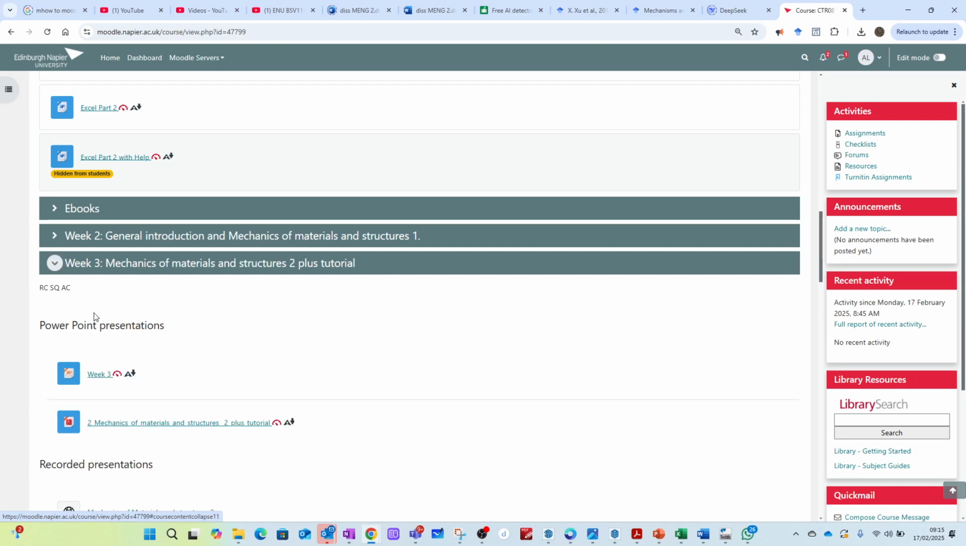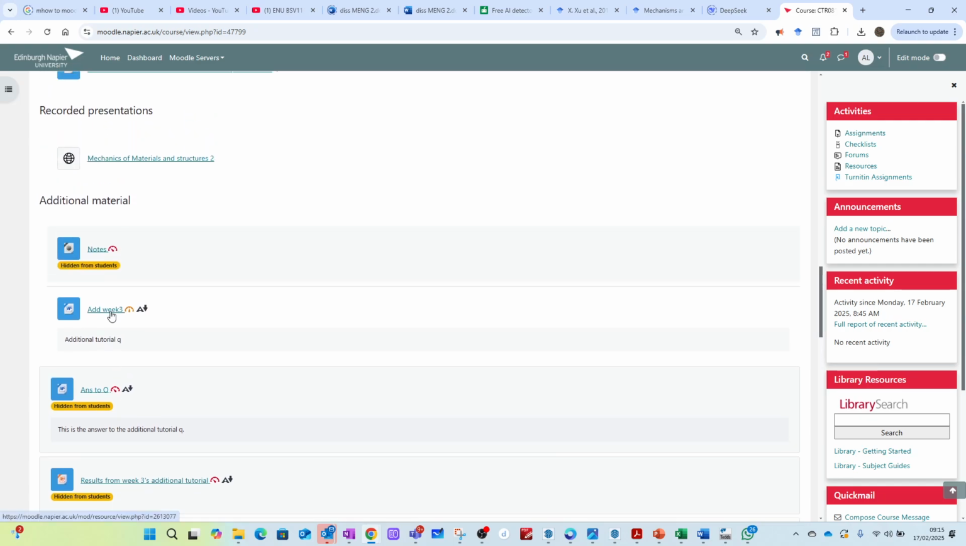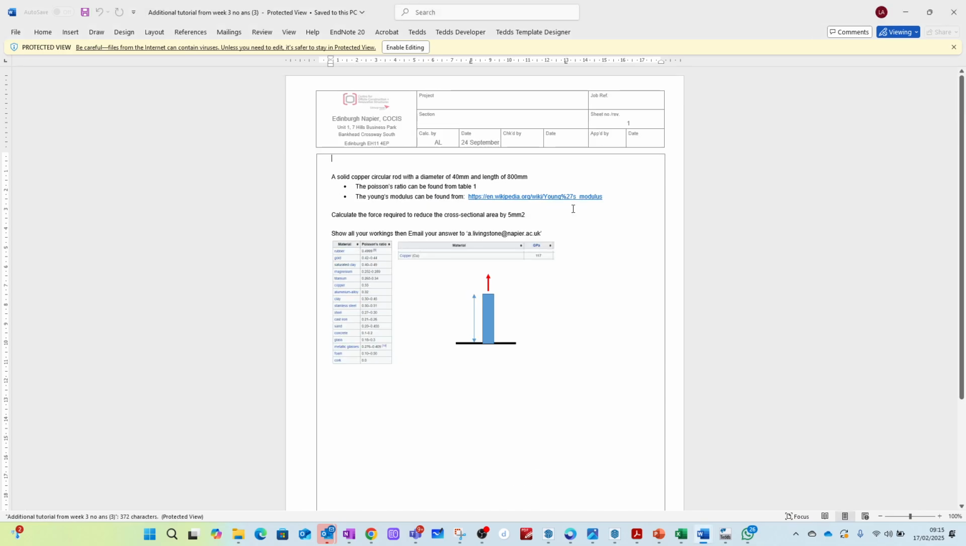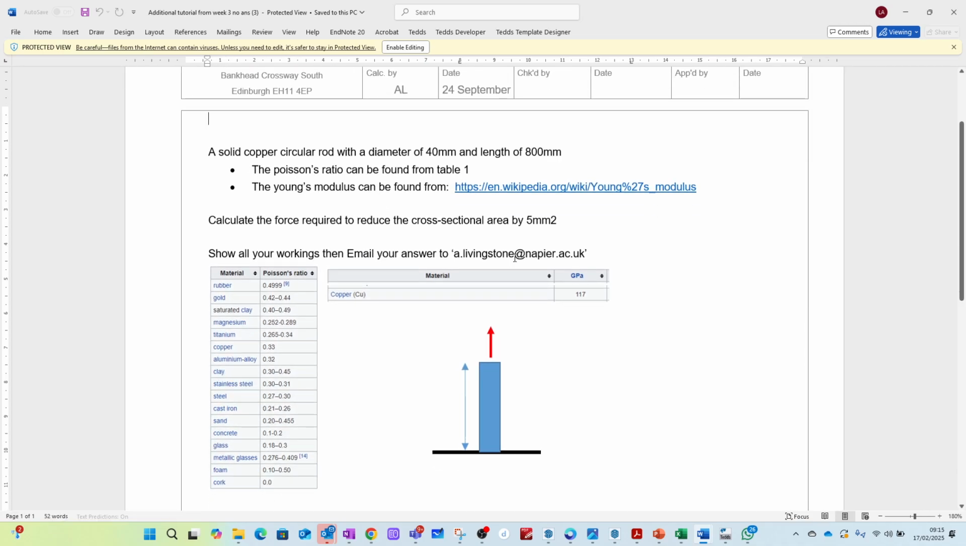So week 3, we had an extra question, didn't we? For those people that did attempt this, thank you very much. There was a small, not a typo, but again, essentially, I'd said go and find it yourself, and then gave you the answer. Quite a few people actually went and found the result themselves, and they got 110 gigapascals, but I've got 117.